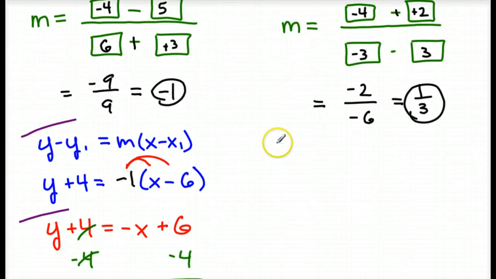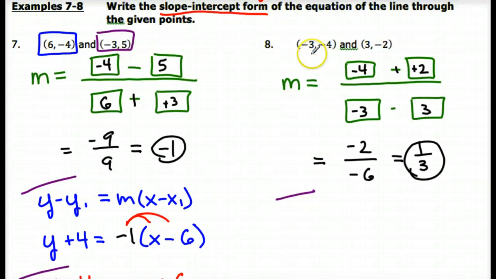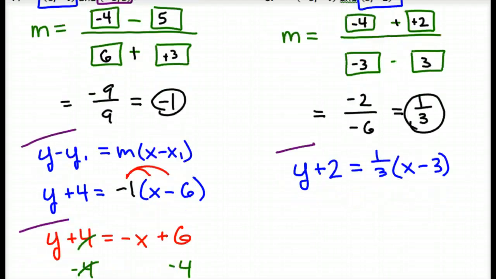That's step 1. Now that I've calculated my slope, I'm going to use one of the points to write point-slope form. Okay, again, it doesn't matter. You can use the first point or the second point. This time I'll just take the second point to change it up a little bit. So I get y plus 2 equals 1/3 times the quantity x minus 3. That would be my point-slope form equation.